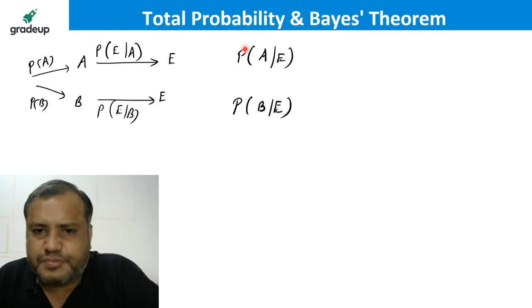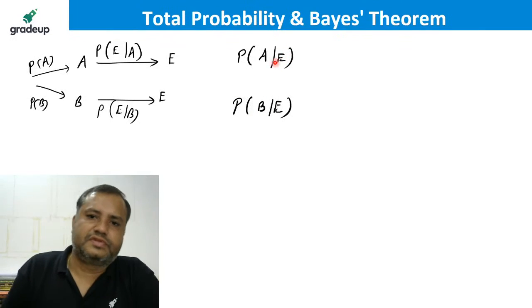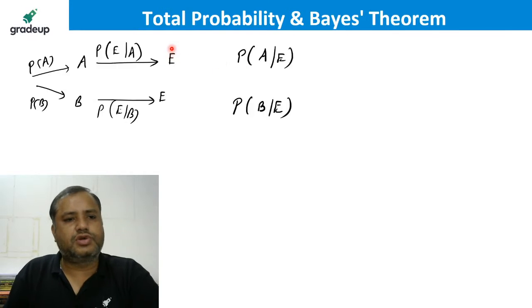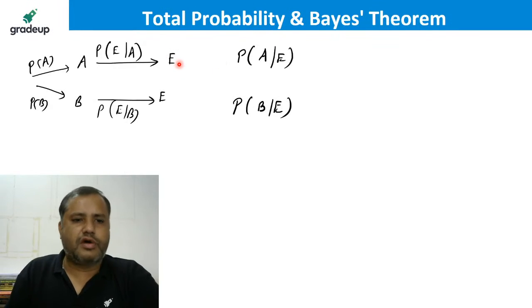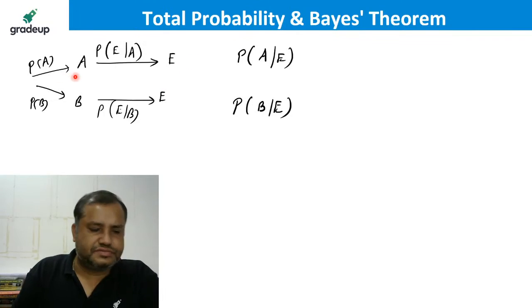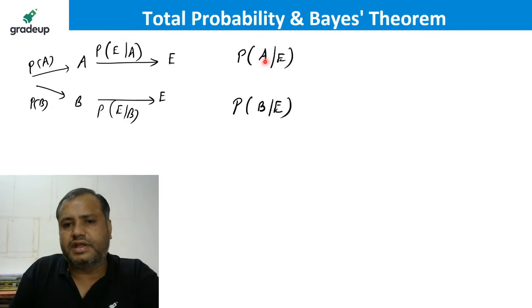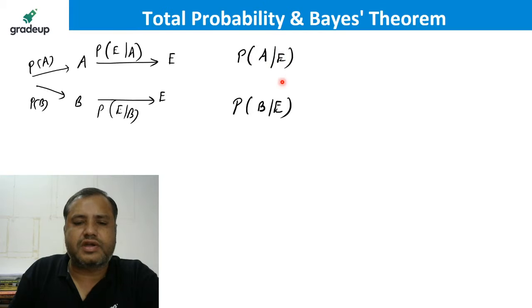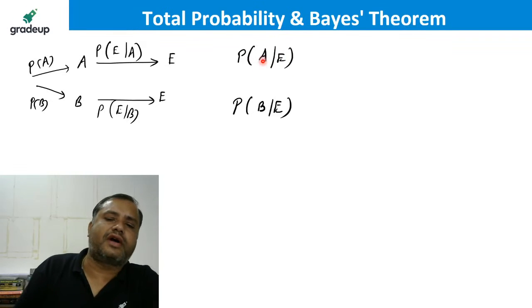So, these probabilities we have to calculate. Laddu already passed the exam. Now we want to know what is the probability that he passed the exam with the help of A. So, probability that event E has already occurred, what is the probability that it occurred via A?